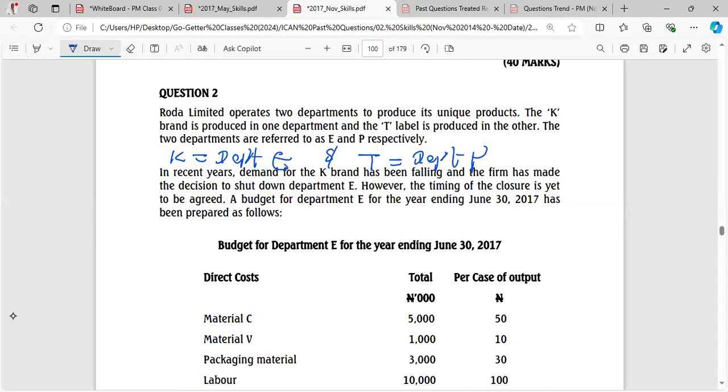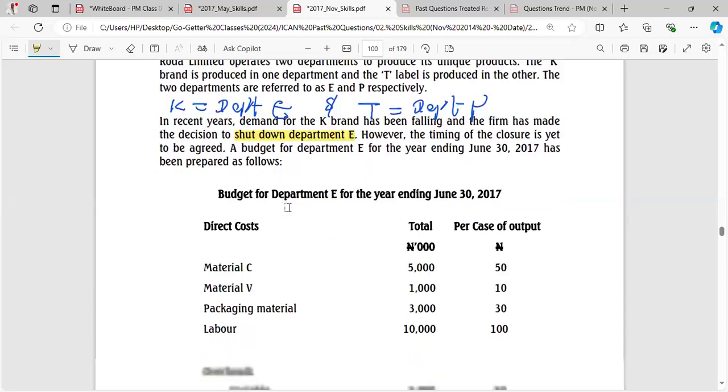Now, in recent years, the demand for the K brand has been falling, and the firm has made the decision to what? Shut down. So this is a shut down decision. So we are having a sneak peek on shut down decisions here. They are going to shut down department E because of the K brand falling. However, the timing of the closure is yet to be agreed. A budget for Department E for the year ended 30th June 2017 has been prepared as follows.